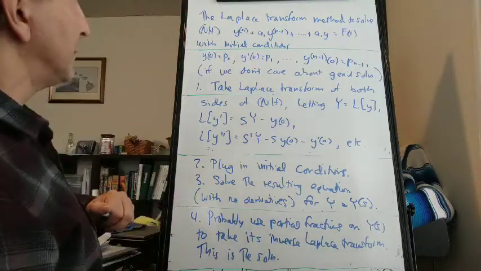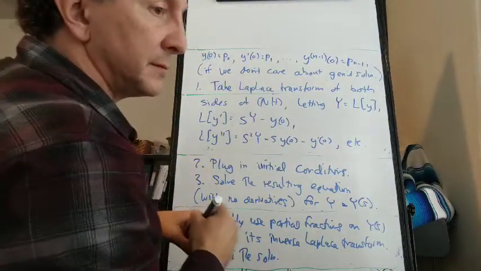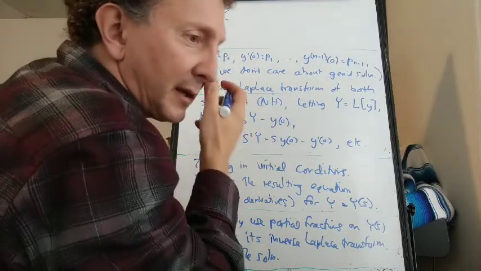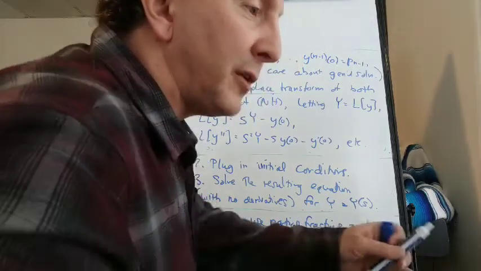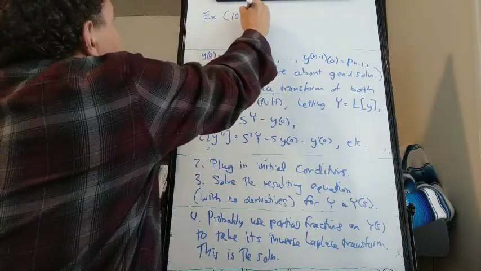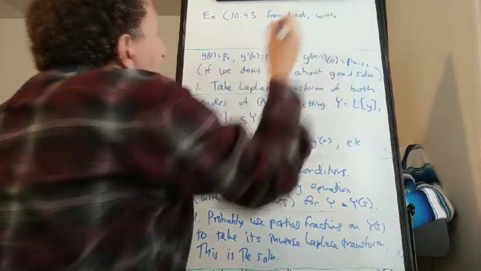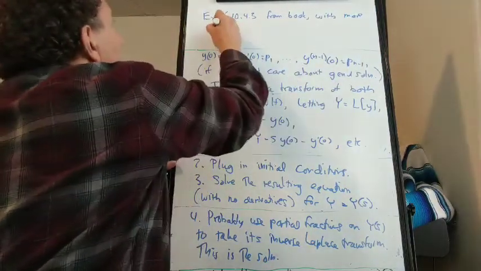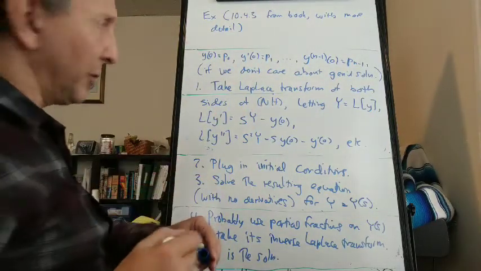So let's do an example. Now I'm going to take example 10.4.3 from the book. And I'm going to do it with much more detail. The book just has sort of an outline of what you do, but I want to do it with all the details.